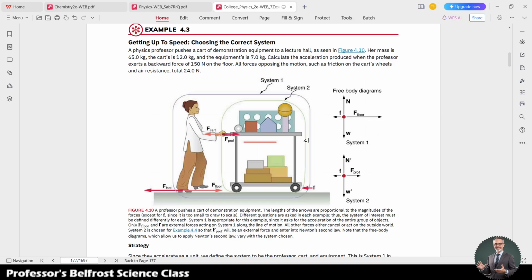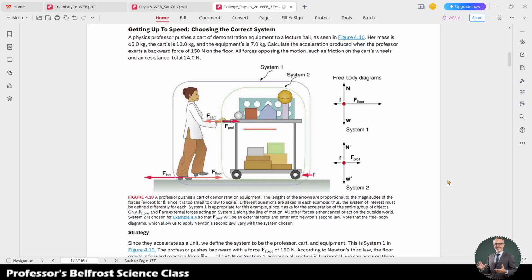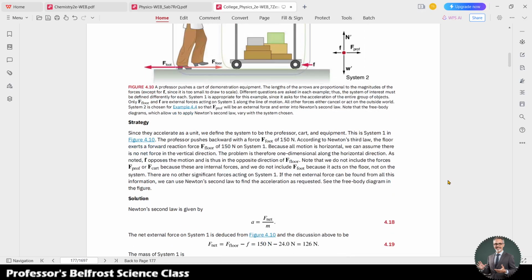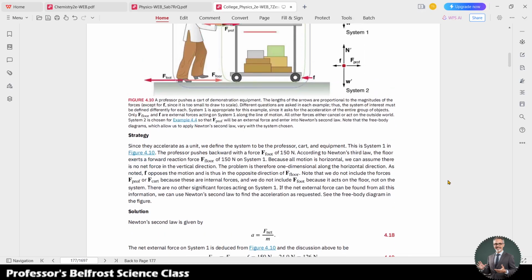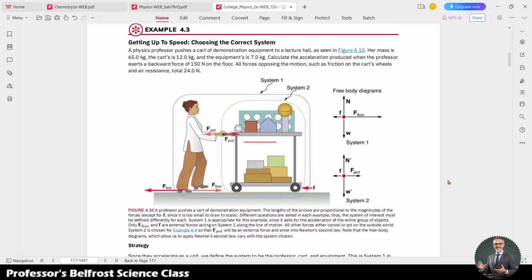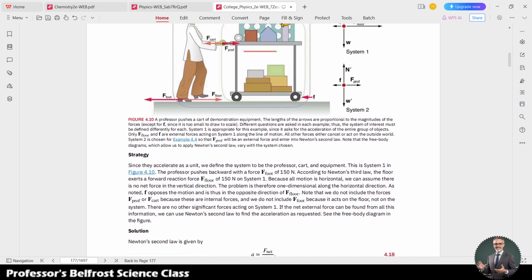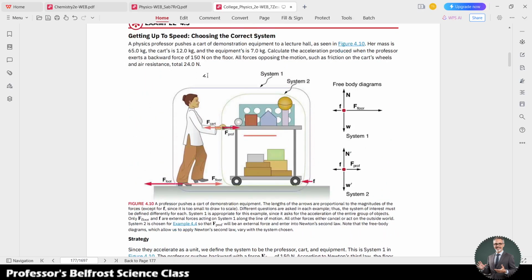So we have a floor that pushes the professor to the front. The professor exerts a force on the cart, and the cart certainly pushes back. This is action-reaction. So we have this as system 1 and this as system 2. The force that is exerted is 150 newtons, right? And there is the opposing force, the friction force, which is 24 newtons.